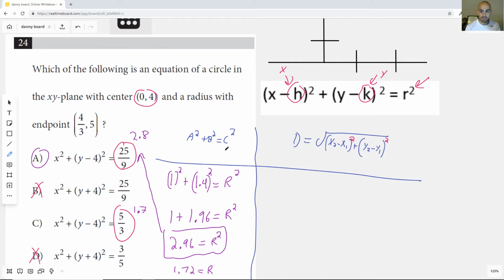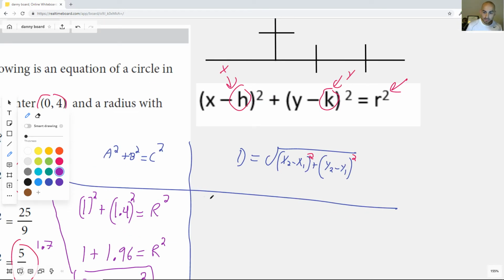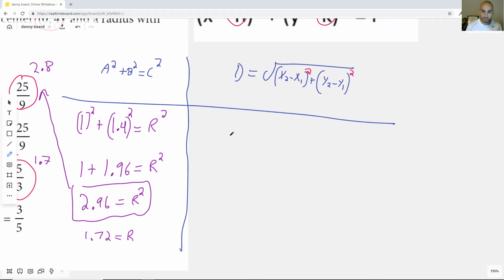Now, how does this look different in the distance formula? In the distance formula, we wouldn't worry about triangles. We wouldn't worry about how far up we go or to the side. We just plug in these coordinates, (0, 4) and (1.4, 5), into the distance formula here. The distance formula is now representing our radius. The distance is representing our radius, so I can rewrite it as r.